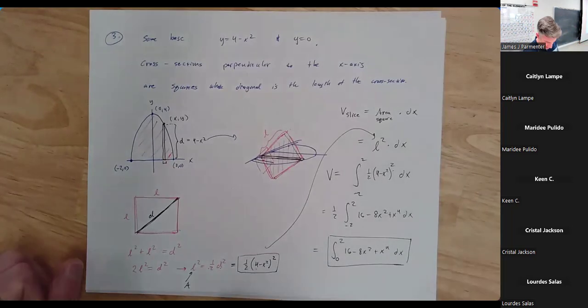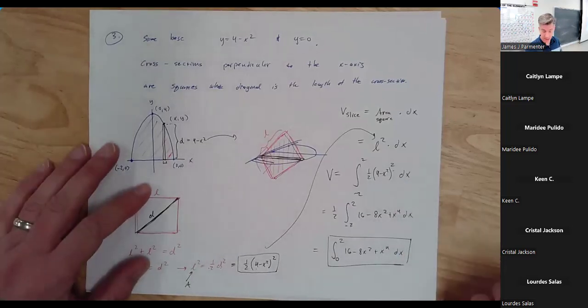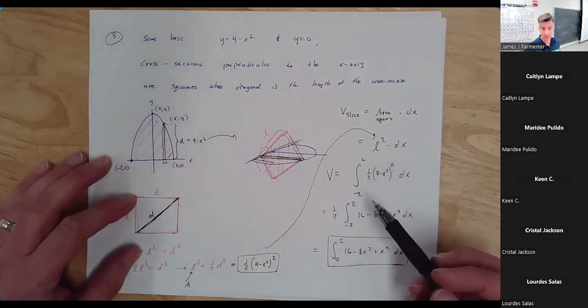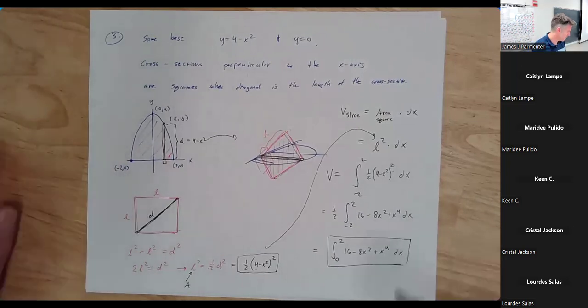Someone asked, where does the 8x squared come from? So when you multiply out 4 minus x squared, squared, you have to FOIL it out, and you get 4 squared minus 2 times 4 times x squared plus x squared squared. So the middle term is that minus 8x squared there.